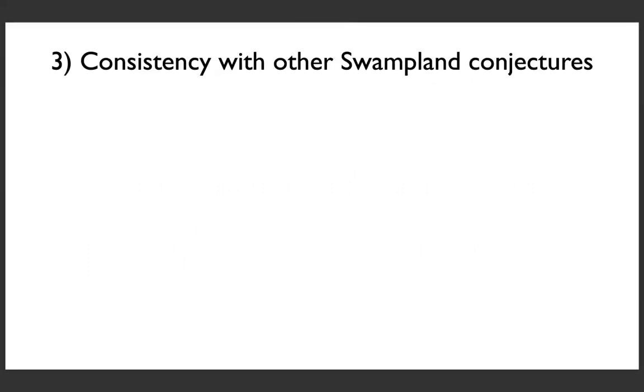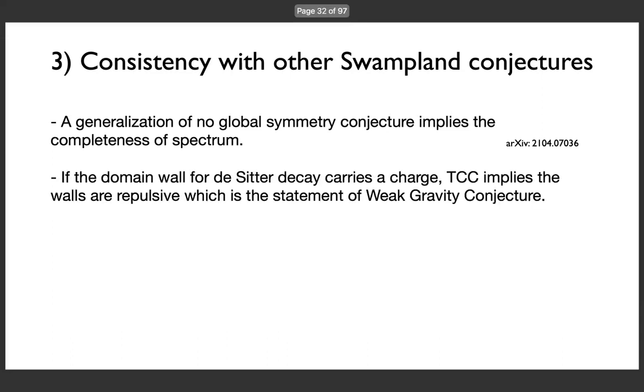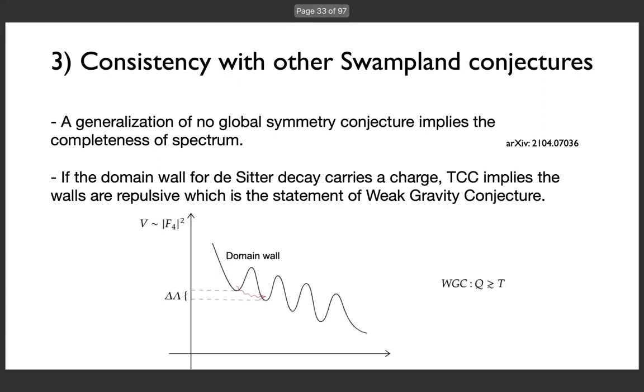Okay. Now, the last type of evidence that we find, which is often very surprising, is consistency among this network of Swampland conjectures. So there are more established Swampland conjectures like the no global symmetry conjecture, and sometimes you see very non-trivial connections between these Swampland conjectures that connect some of the maybe less established ones to more established ones. For example, there's a deep connection between the no global symmetry conjecture and completeness of spectrum. There's a very beautiful paper that you can read.